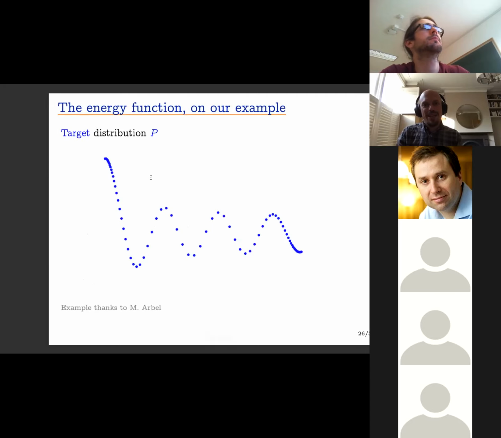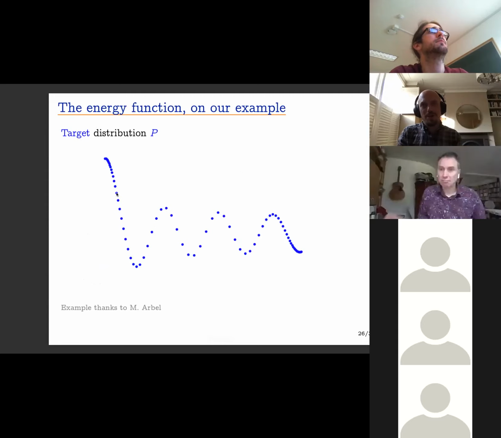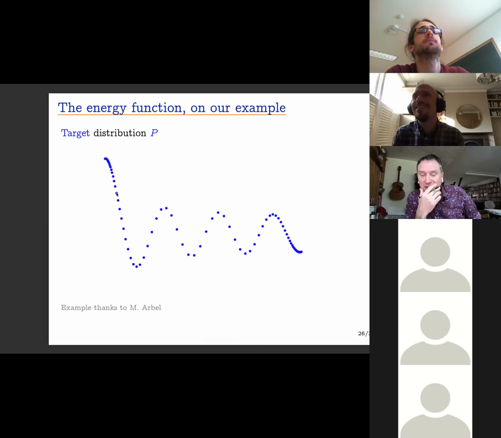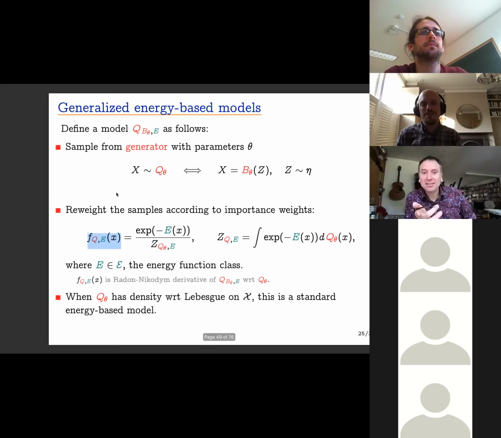All right. So now let's look at what this looks like on our example. So here's the target distribution. Remember that there are more points to. There is a question. Can I ask you something? When you say reweight, does it mean that you discard a certain probability?